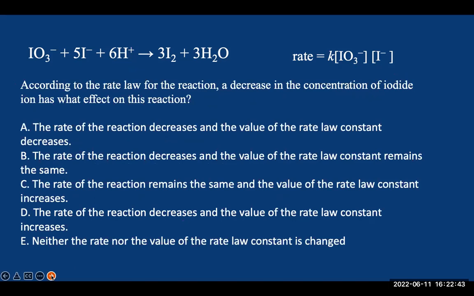We'll have the same reaction, but in this case, we will decrease the concentration of iodide, this one, the iodide I. First, it's one of the reactants and it's found in the rate law. If it's found in the rate law, it means it will affect the rate of the reaction. If it's decreased, the rate of the reaction will decrease. If it increases, the rate will increase. And again, it will not affect the rate constant because the rate constant is only affected by the temperature. So let's search for the answer here. The rate of the reaction decreases and the value of the rate law constant remains the same. So this is the answer here.